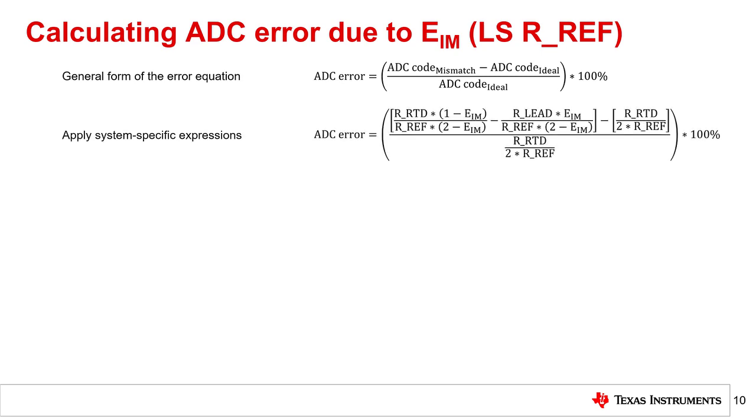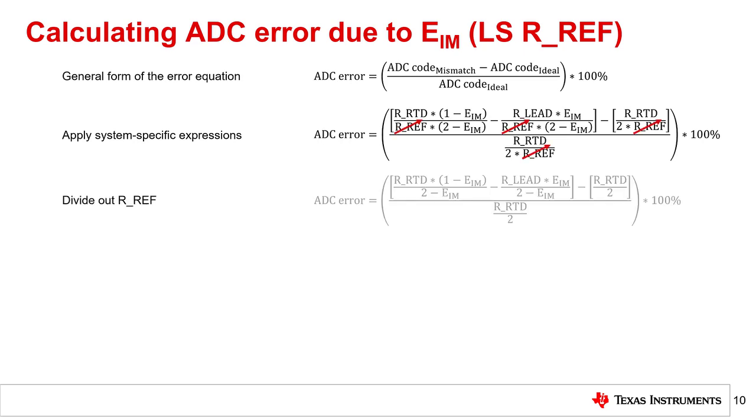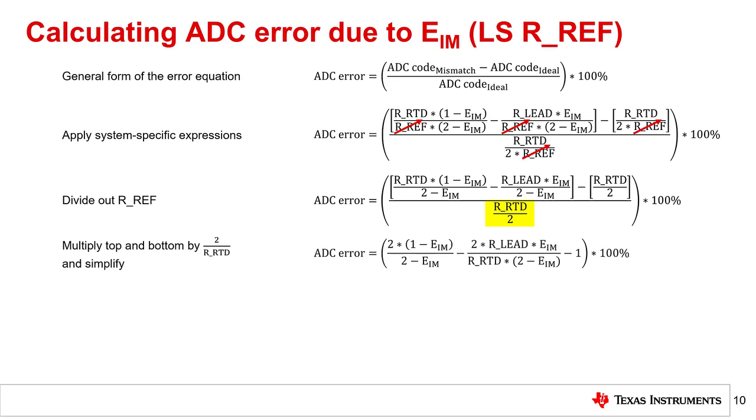Applying the system-specific expressions results in the second equation on the right. Similar to the IDAC2 term on the previous slide, we can divide out RF because it appears in all terms. Let's now multiply the top and bottom by 2 divided by RRTD to get rid of the denominator and further simplify the equation. This is a valid operation because RRTD can never be 0, which means 2 divided by RRTD will always be a non-zero value.